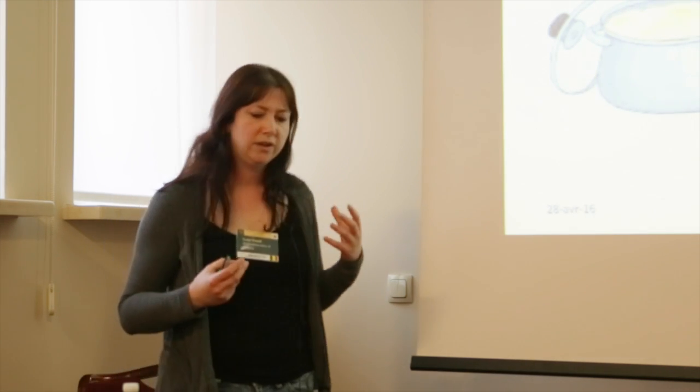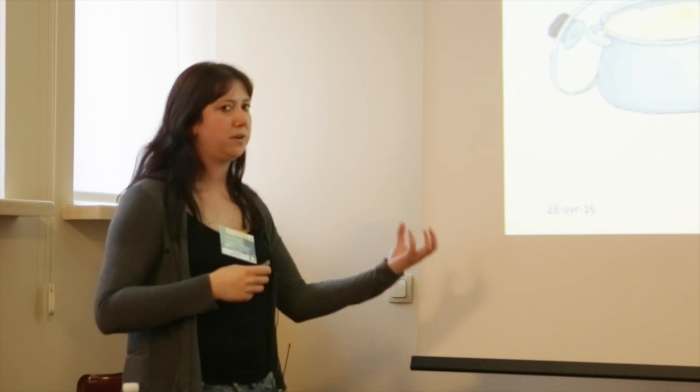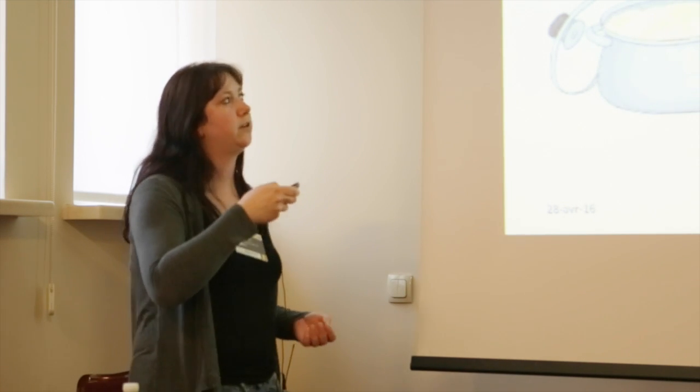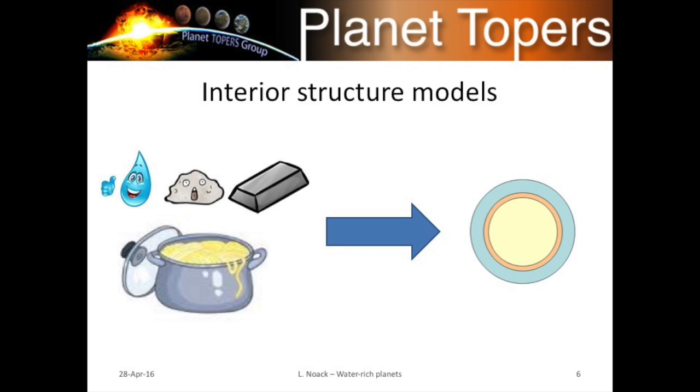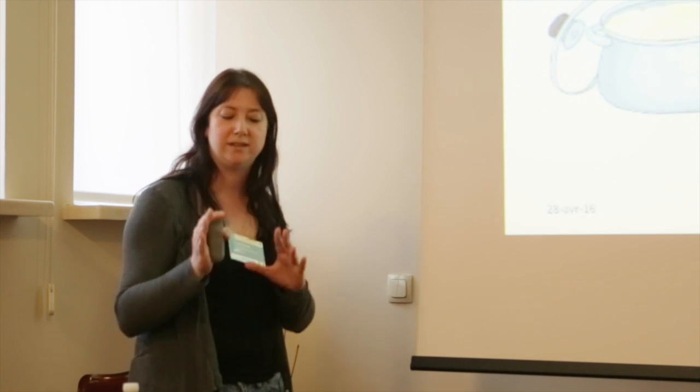If you want to learn more about the evolution of water-rich planets, what you can do is first look at the interior structure of these planets. The approach that I use is to take different amounts of water, different amounts of rock, different amounts of iron, mix it up, stir it together, and see what kind of planets I can actually get out of it. In these cases, I always assume that the planets are differentiated. So you have, again, this iron core, the silicate mantle, and this water shell. If I say water, I don't necessarily mean liquid water. It can also be ice.